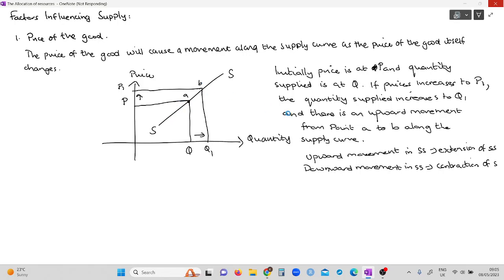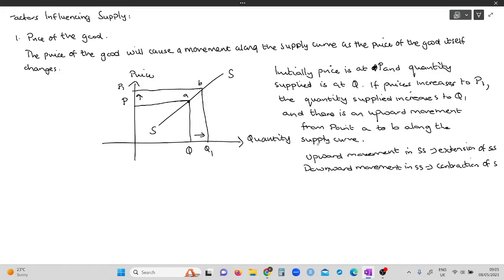So if there had been a downward movement, the explanation would have been more or less the same. For example, you would say, if price decreases to P2, the quantity supplied will also decrease to Q2, and there will be a downward movement from point A to point C, for example, along the supply curve. Okay? You have to explain the diagram and show the examiner that you understand what the question is asking you to do.